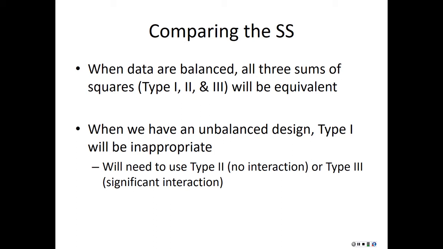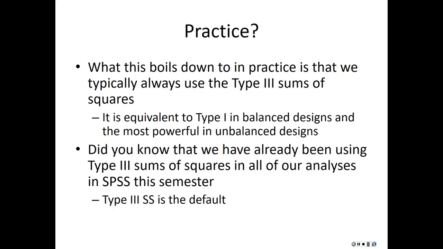So when the designs are balanced, type 1, 2, and 3 will be equivalent, but when we have unbalanced design, we don't actually want to do type 1, and we can only use type 2 when there's no interaction, but then we use type 3 when there is interaction. So what we do in practice is that we always use type 3 sums of squares.